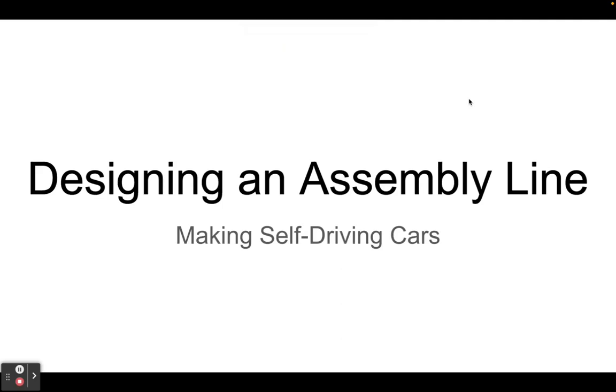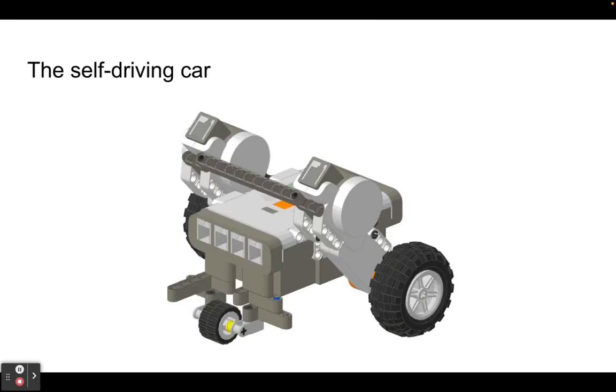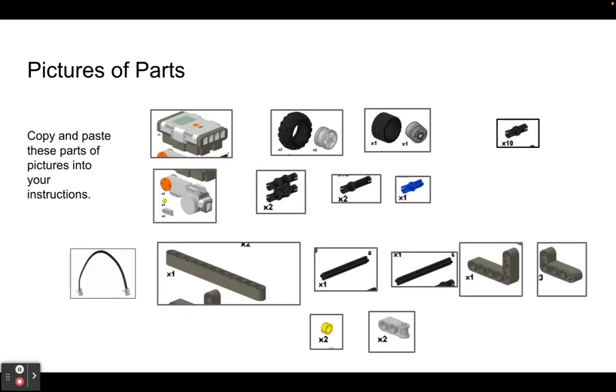This is Mr. Salemi with a quick video on today's assembly line project, where we're going to be making self-driving cars. So you're in a car company that has created this self-driving car that once it's put together, it can navigate a path that we've created in the quality assurance or QA department. The car is made of these parts, and this slide shows you how many parts of each kind and has pictures of the parts so that you can put them into your assembly line instructions.